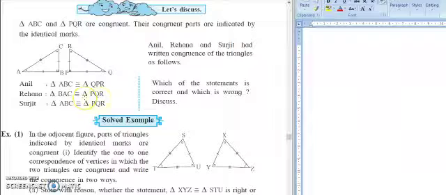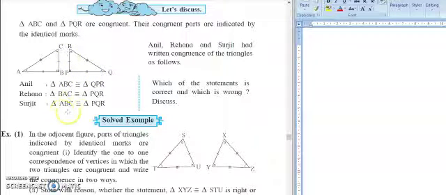Then angle A should be congruent to angle Q. So this angle A is represented by a circle and angle Q is also represented by a circle. So both these angles are also congruent. Now angle C should be congruent to this angle R. Angle C is indicated by this and angle R is also indicated by this. So both these angles are also congruent. So this statement is also correct: triangle BAC is congruent to triangle PQR.